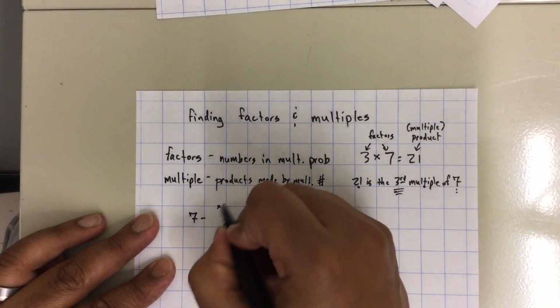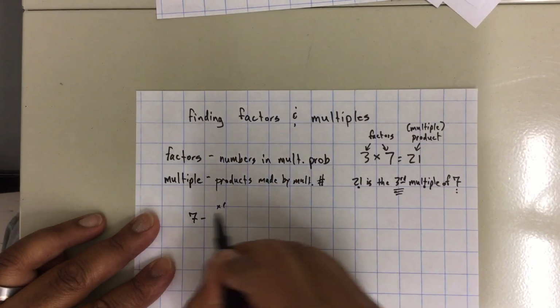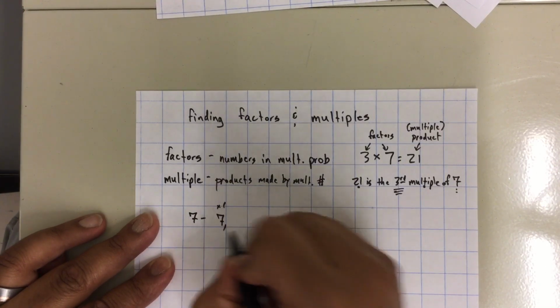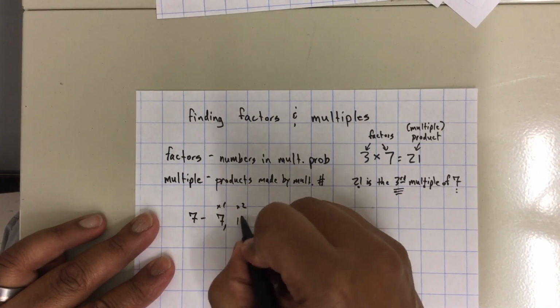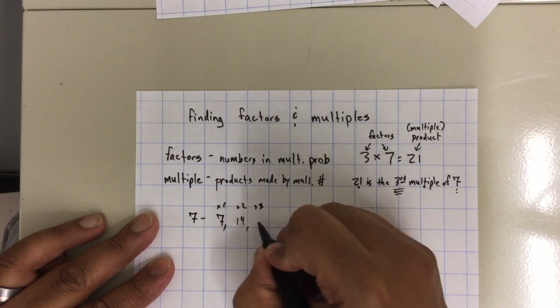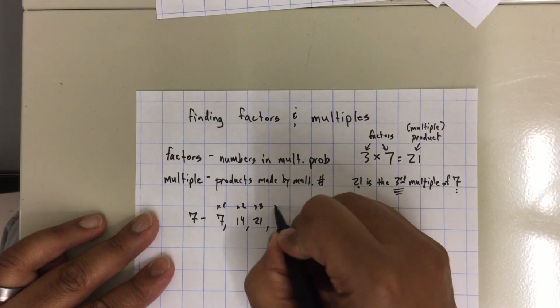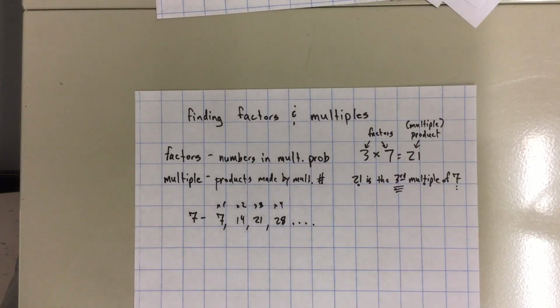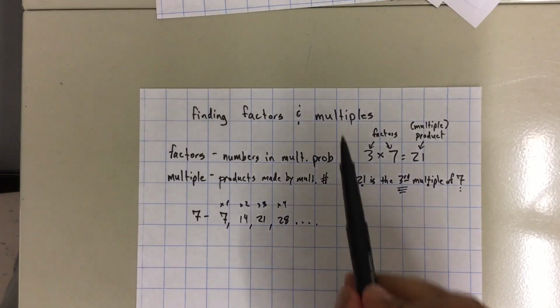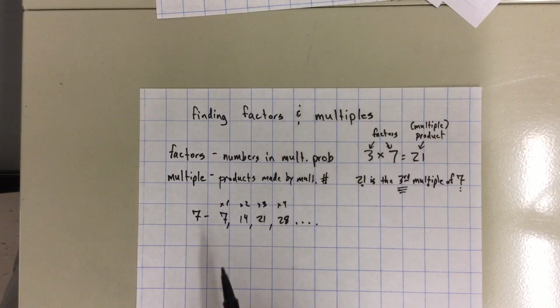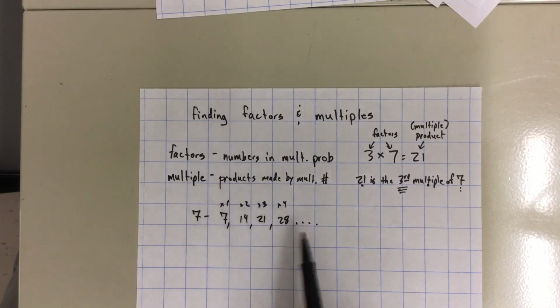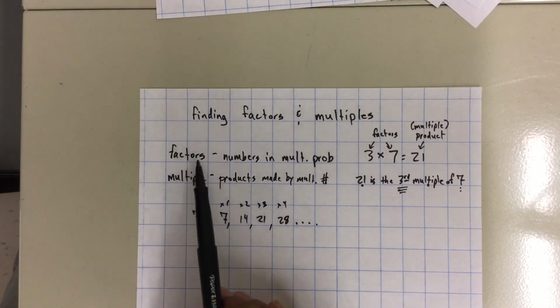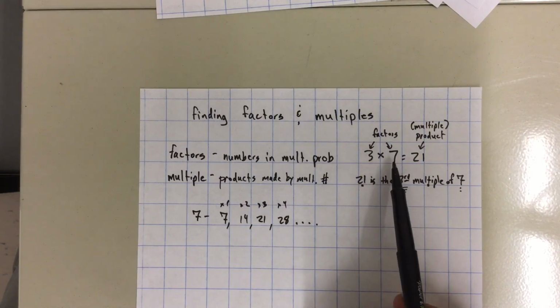We start off. Normally we'll do this mentally, but let's say it's times 1. Our first multiple is 7. Our second multiple is 14. Our third multiple is 21. Our fourth multiple is 28, and so on. That can go on to infinity. The main concept here is that multiples are when we take our starting number and multiply it and make a product. Our factors are the numbers that are inside.